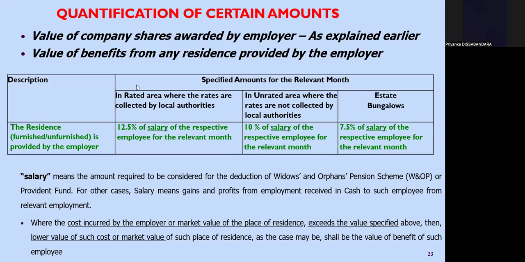So if we receive a housing benefit, we have to calculate it using these 12.5%, 10% or 7.5%. As I said, in a remote area, for someone with a very high salary, 12.5% could be a very large value. But if the rent we actually pay for the house is less than 12.5, 10 or 7.5%, it is wrong to treat the higher amount as the benefit. Because of that, we consider the lower value of such cost or market value. So we take the lower of the two as the benefit.